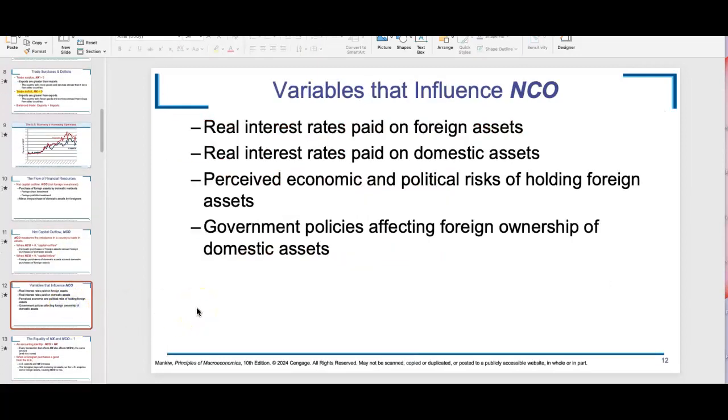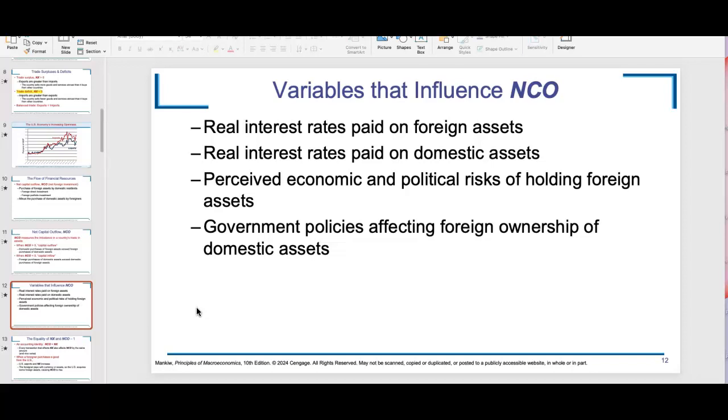What influences net capital outflow? So this movement of financial assets. Real interest rates paid on foreign assets and real interest rates paid on domestic assets. The higher the interest rate, the higher the rate of return. We're talking real interest rate, obviously, because it has to be adjusted for inflation. Inflation can be different. The price level is not always the same in all countries.